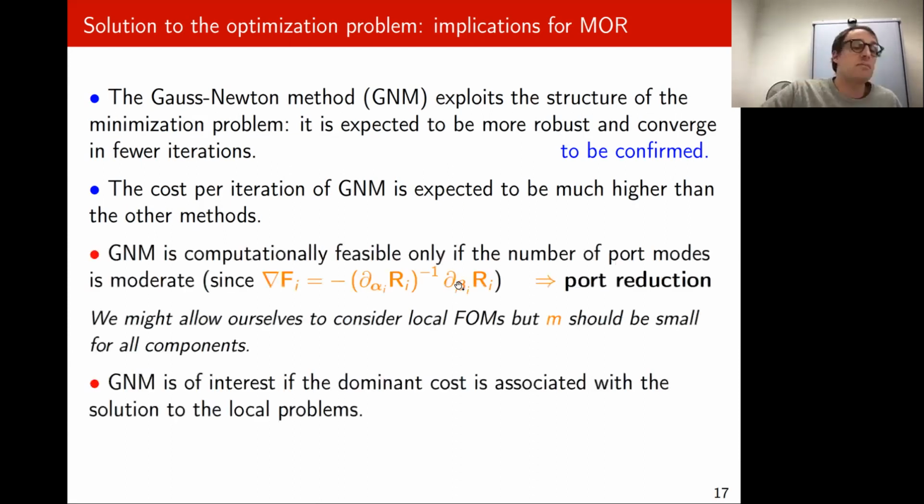So the message I would like to convey is that the Gauss-Newton method is computationally feasible only if the number of port modes is moderate, because this gradient scales with the number m of port modes that we have. Note that here we can allow ourselves to consider local full-order models, so we can consider models in which n, the number of bubble modes, is large. On the other hand, m should be small for all components. The other message is that the Gauss-Newton method can be of interest if the dominant cost is associated with the solution to local problems.